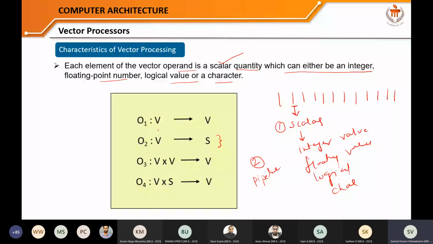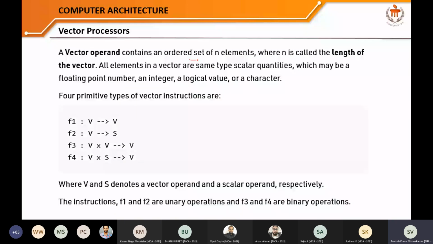So a vector operand contains an ordered set of elements, which is known as the length. And we have discussed just now, there are four primitive types of instructions. That is mentioned as V to V, V to S, V into V to V, and V into S to V. Where V and S denote operands: V denotes a vector operand and S denotes a scalar operand.